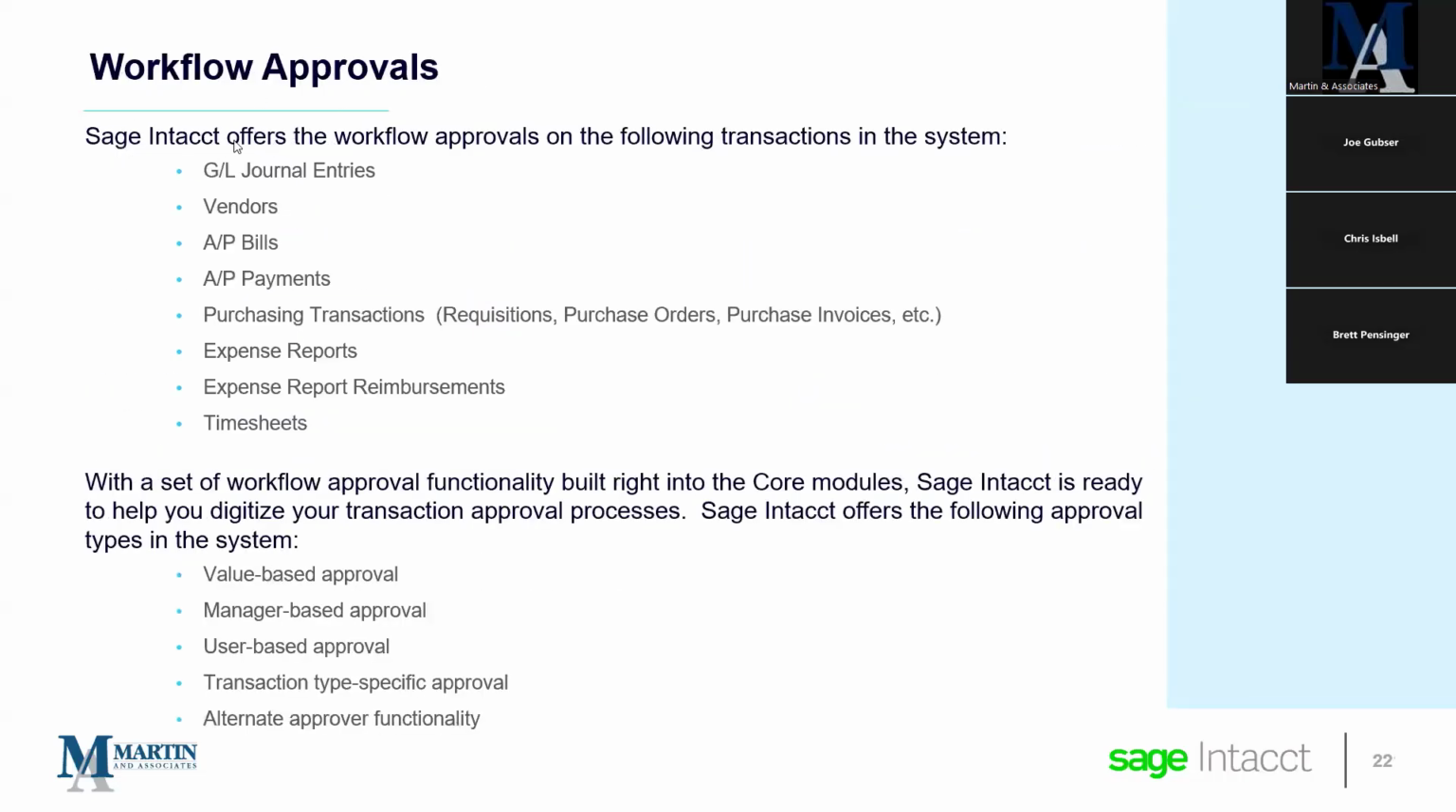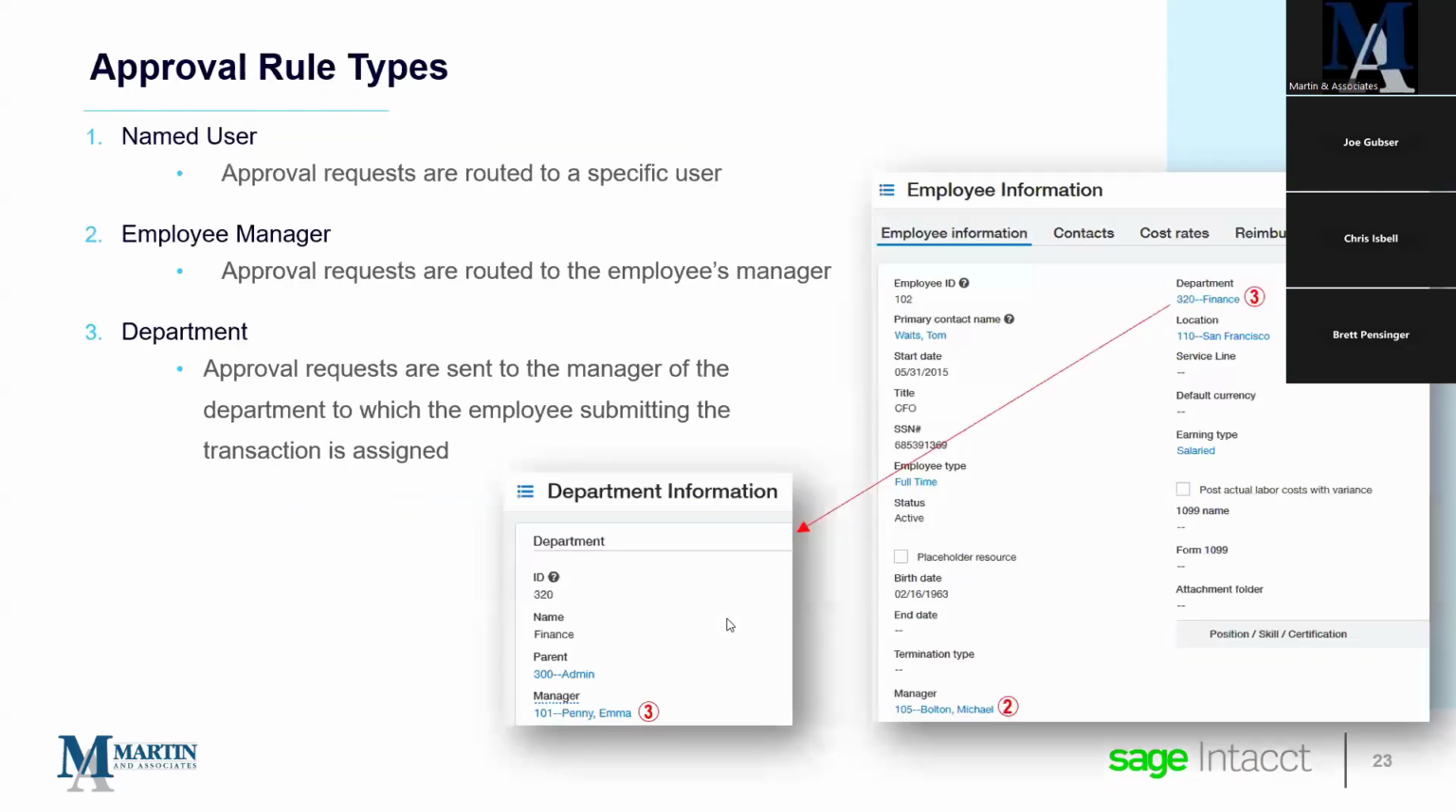Workflow approvals are available in the system. This is basically where something gets submitted, but it doesn't get posted right away. It flows through an approval process that you set up, and people have to look at it and approve it before it goes to the live data. That's available for journal entries, vendors, AP bills, AP payments, your purchasing transactions, expense reports, expense report reimbursements, and timesheets. And these workflow approvals can be value-based, manager-based, user-based, transaction type, specific approval, or alternate approval functionality is available.